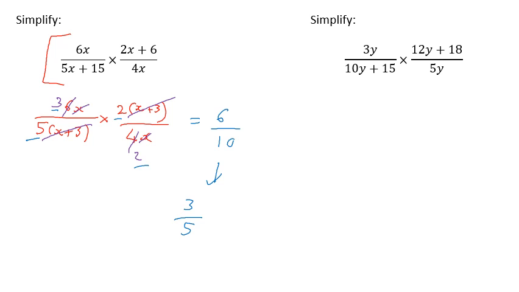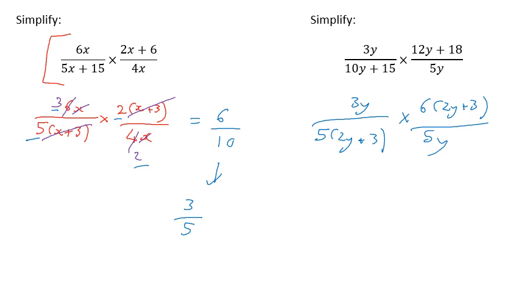Have a go at this question now. Okay, so for this question, we begin by factorising. And then we cancel y and y, and then we simply multiply our numerators. So we are doing 3 times 6, which is 18, 5 times 5, which is 25. That fraction cannot be simplified.